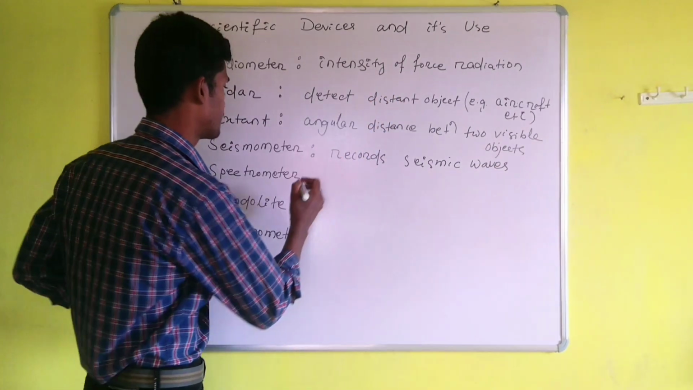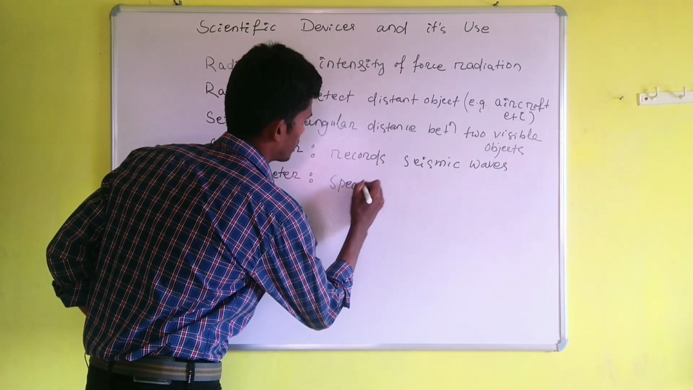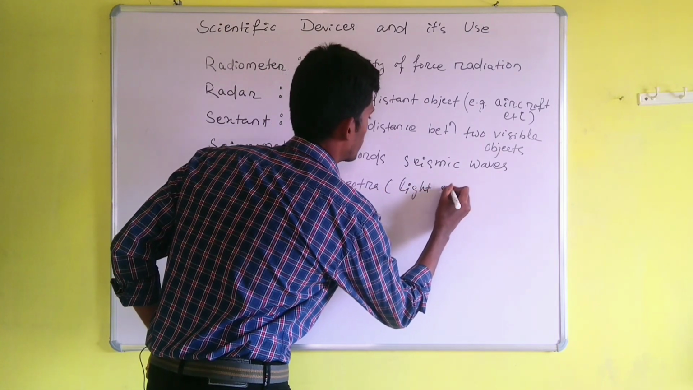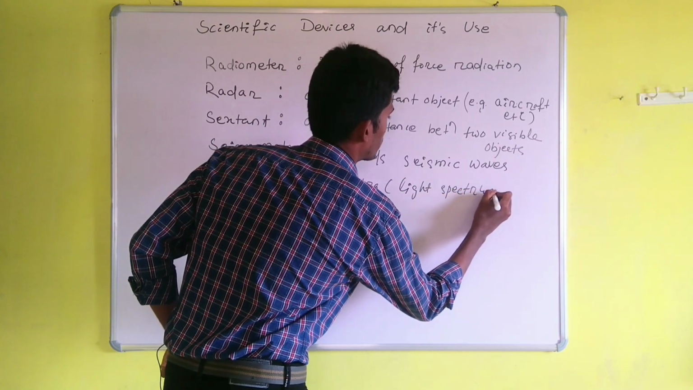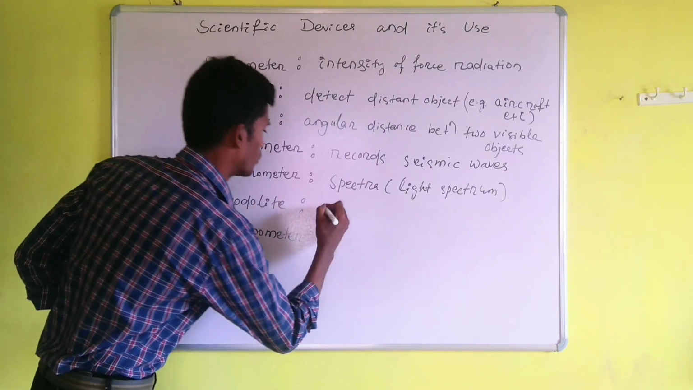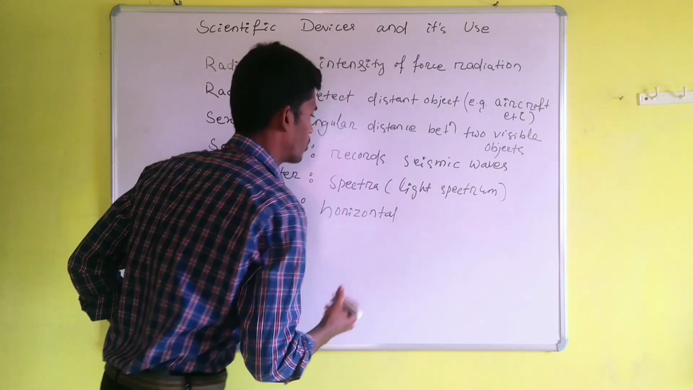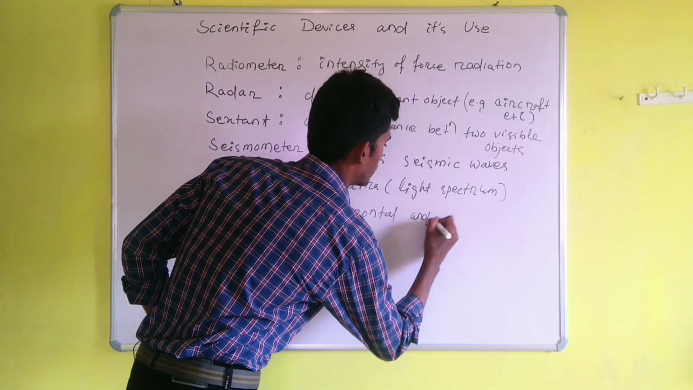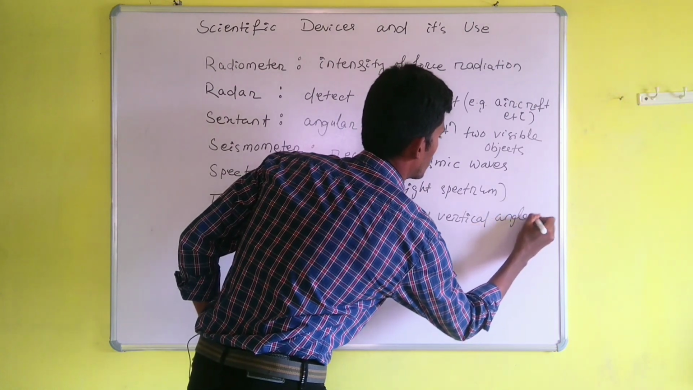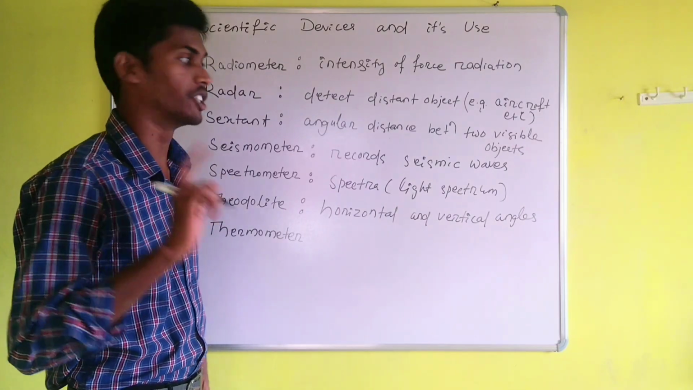Spectrometer is used to measure spectra or light spectrum. Theodolite measures horizontal and vertical angles. Thermometer is used to measure temperature.